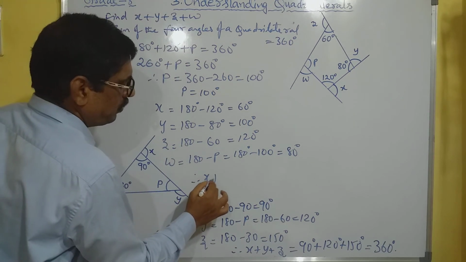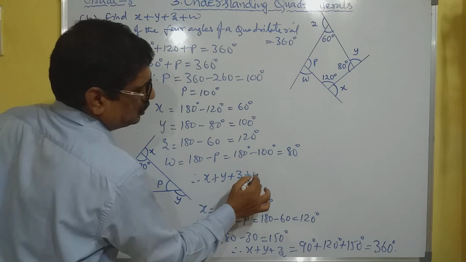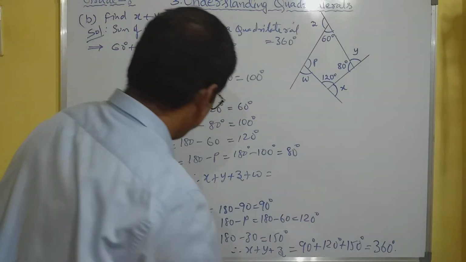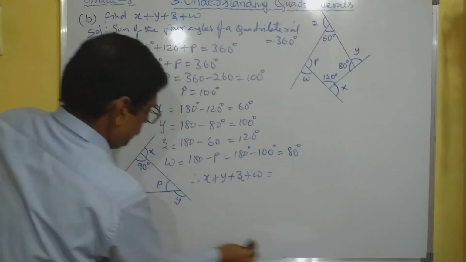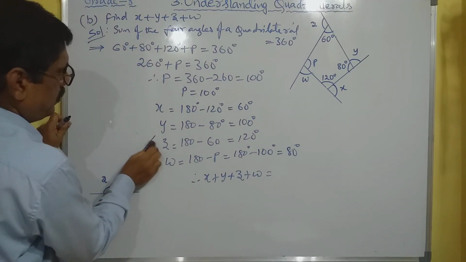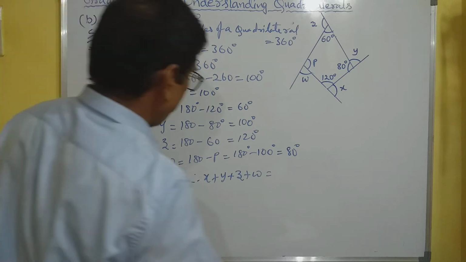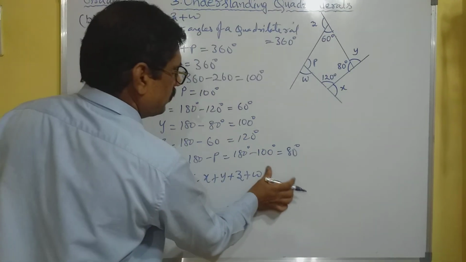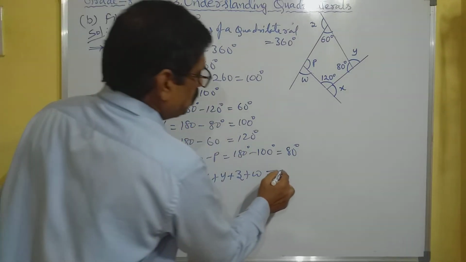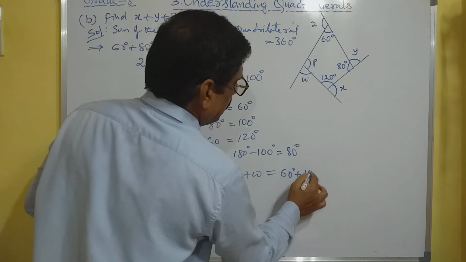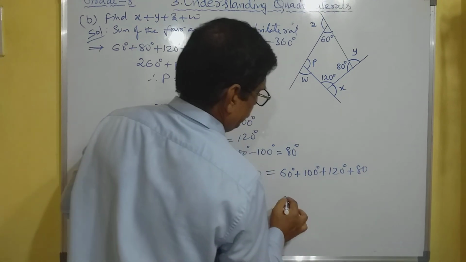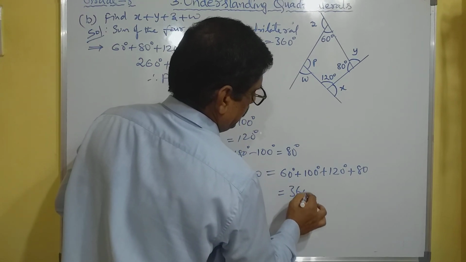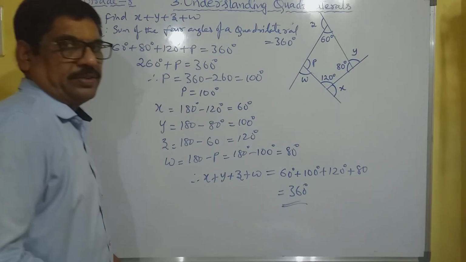Therefore, x plus y plus z plus w is equal to 60 plus 100 plus 120 plus 80, which is equal to 360 degrees. Okay.